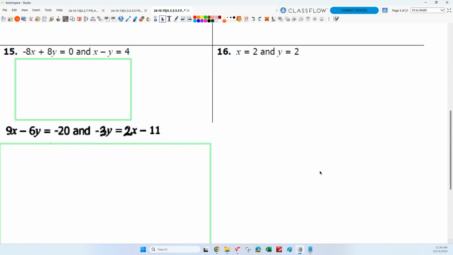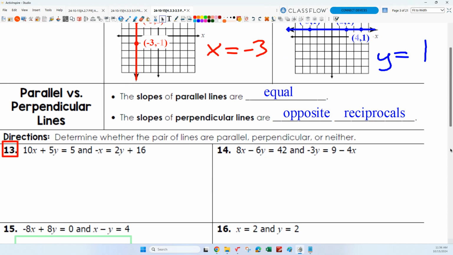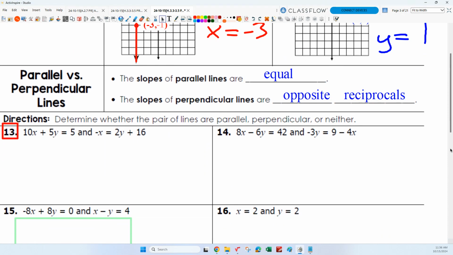Plug them into the original slope of each equation. Oh, okay. If I knew the slopes, I'd be set, wouldn't I? Because we know that in order for lines to be parallel, the slopes would have to be equal. Yeah. For them to be perpendicular, they would have to be opposite reciprocals. Okay, how am I going to find the slope? What do you mean solve it? There you go. How about that?